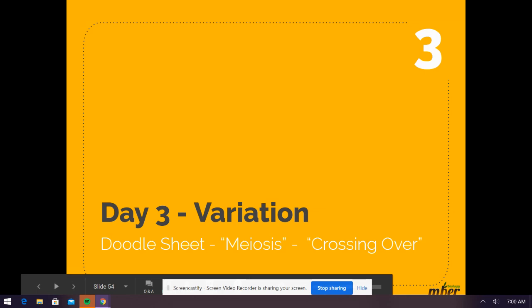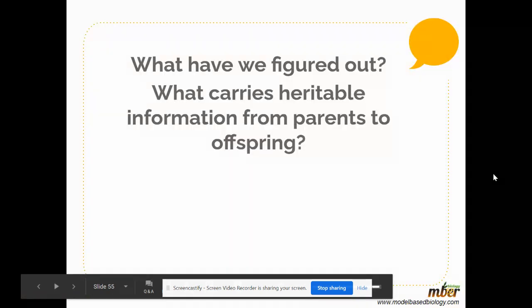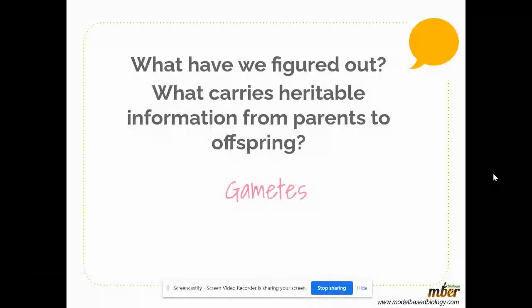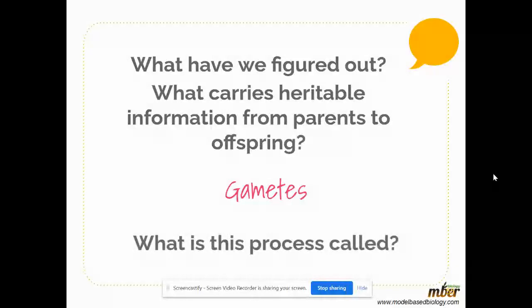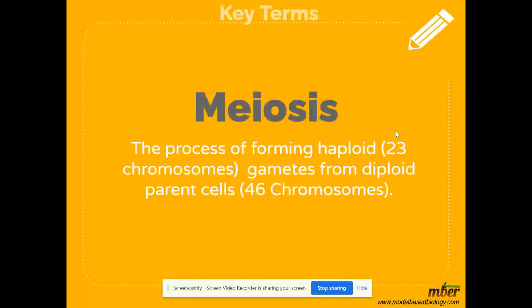Hello, today we're doing day 3 of the Unit 5 lecture. Today we're learning about variation. So what have we figured out? What carries heritable information from parents to offspring? So last class we learned that gametes do this. This process is called meiosis.